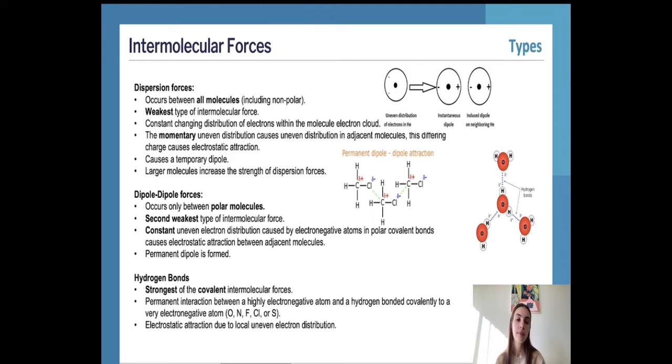And so this means that there's electrostatic attraction because there's local uneven electron distribution. And so what this means is that the very, very positive part where the hydrogens are can be attracted to the very, very negative part where the oxygen is on neighboring water molecules. And so this allows these molecules to be attracted to each other, thus forming the hydrogen bonds.